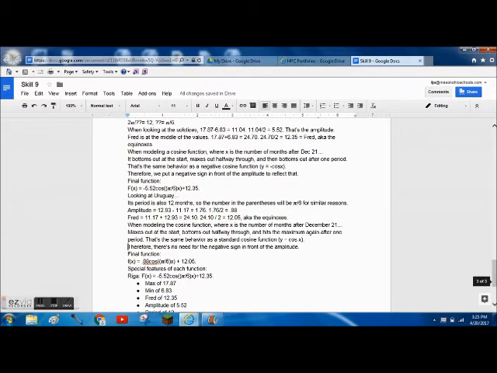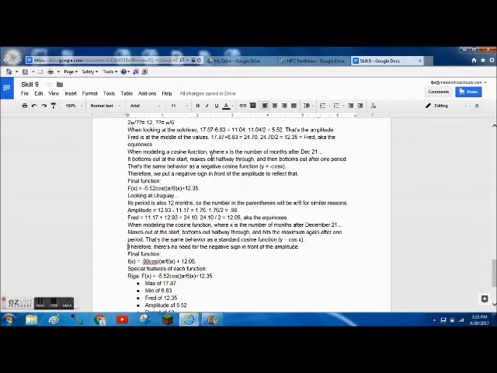When looking at the solstices, 17.87 minus 6.83 is 11.04. 11.04 divided by 2 equals 5.52, which is the amplitude. The vertical shift is at the middle of these values. We take the solstices, add them up, average them, and that's 12.35, the vertical shift, or the equinoxes.